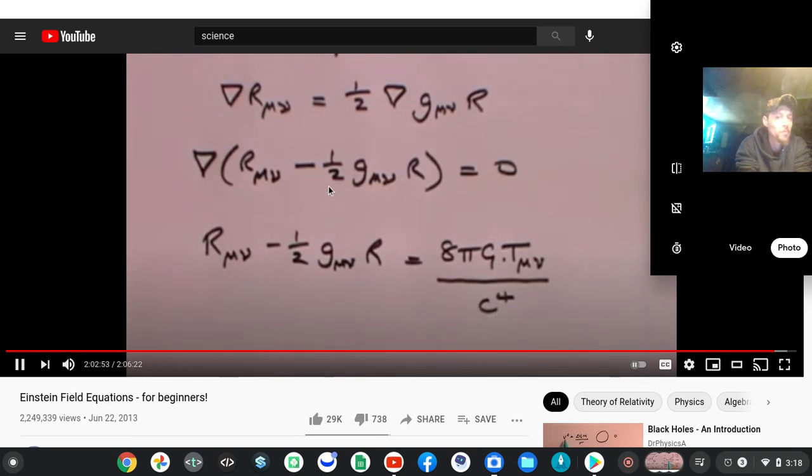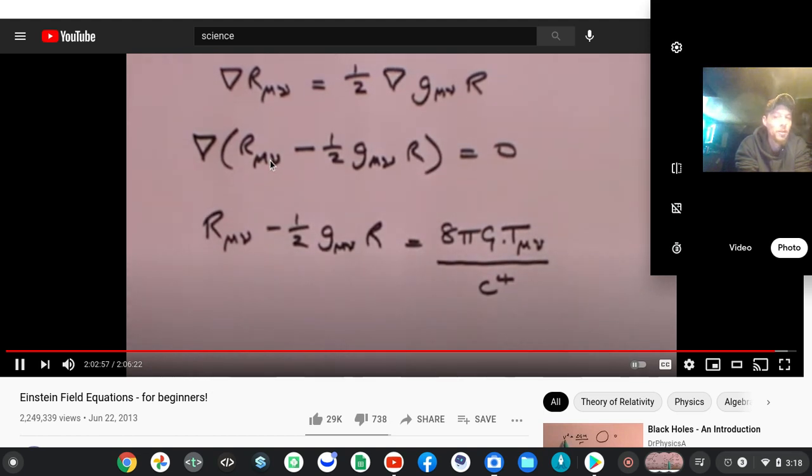But Einstein realized he'd forgotten something. You remember that earlier we showed that the covariant derivative of the metric tensor equals 0, and they were good, because it did it in one frame and therefore it must do it in all frames.